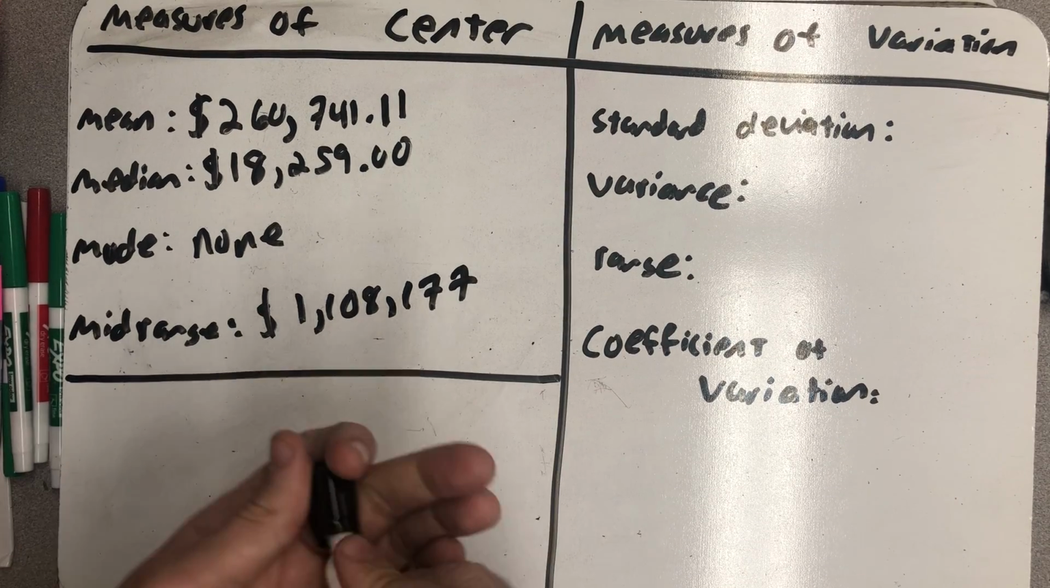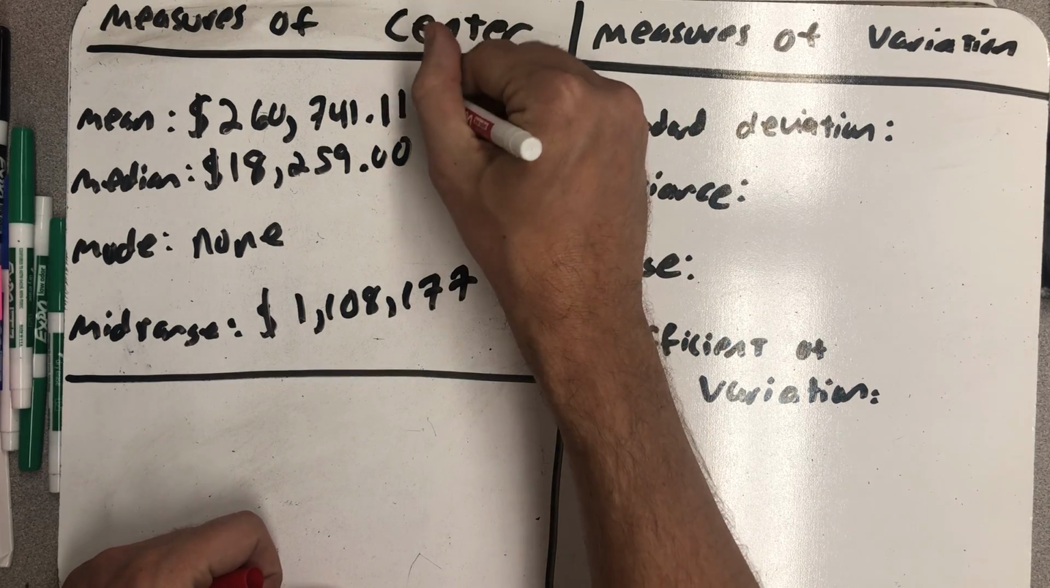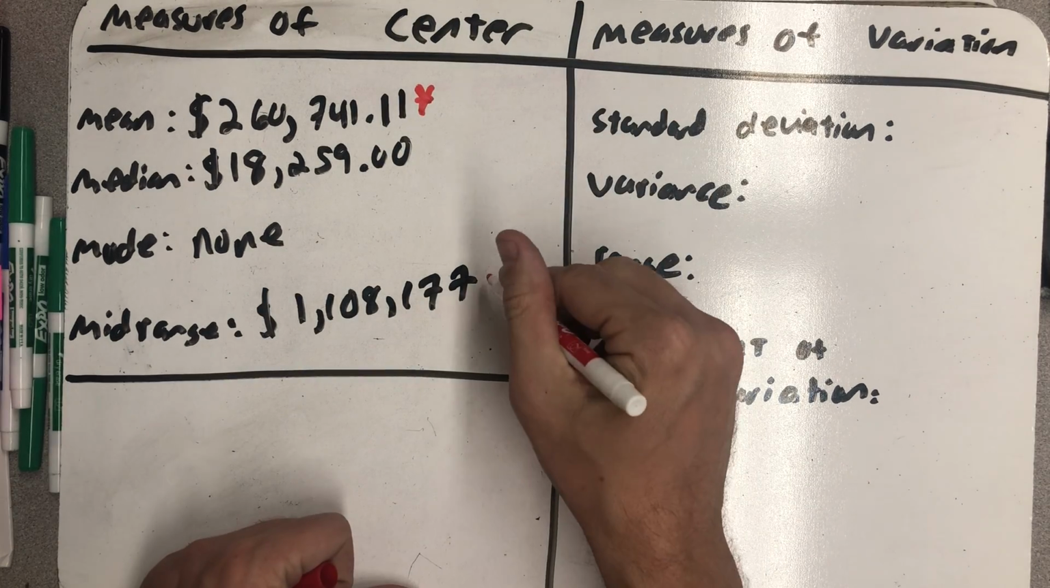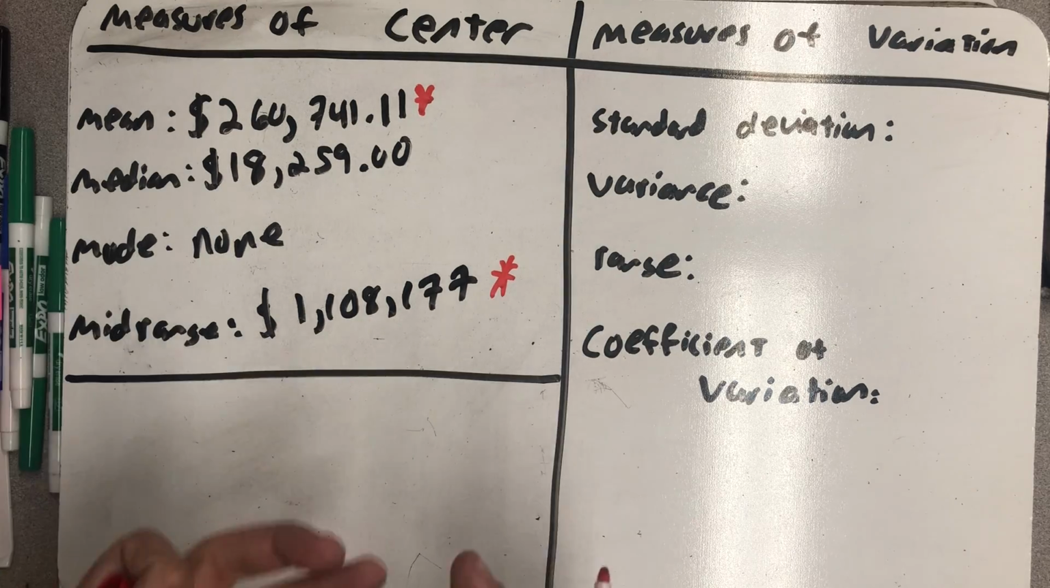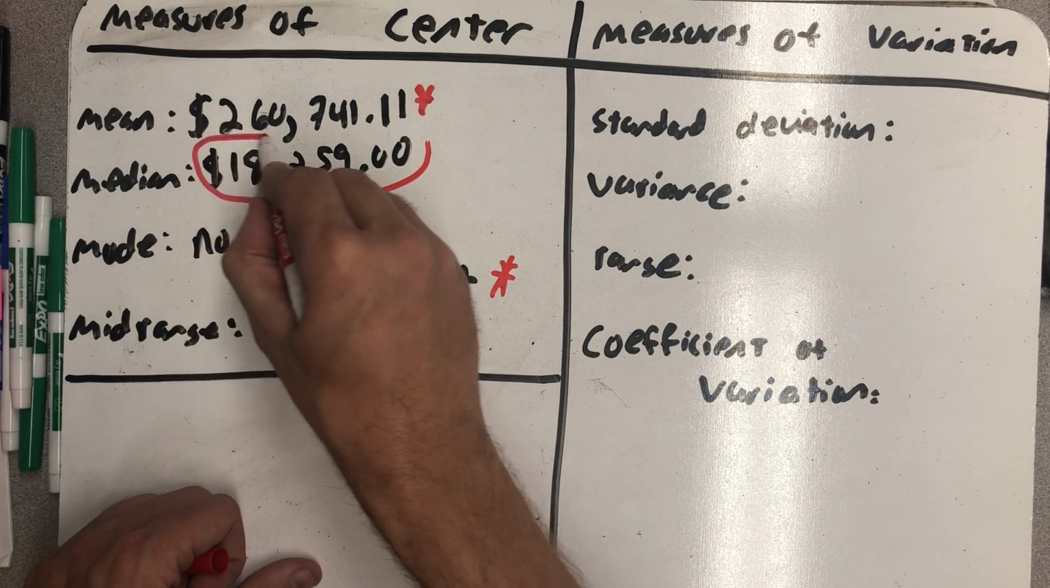and then it has nothing to do with the rest of the data set at all. Well, this is one of the things we talked about in class. The mean is affected by outliers. The mid-range is greatly affected by outliers. The median, though, that's a little more resistant to outliers.